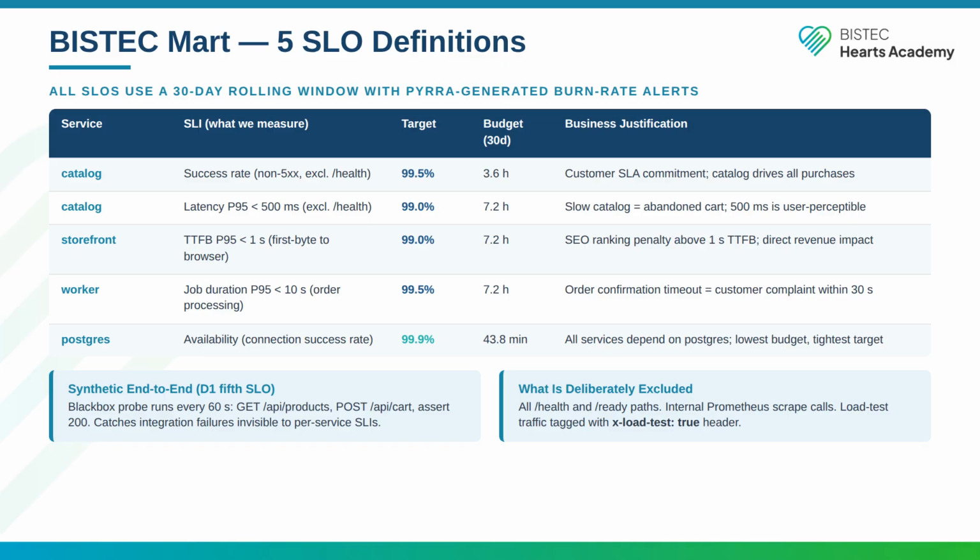Look at the budget column. The catalog availability SLO has 3.6 hours of monthly budget. The catalog latency SLO has 7.2 hours. Those budgets are shared by every failed release, every maintenance window, and every unplanned incident. Your error budget policy governs how that budget gets spent.